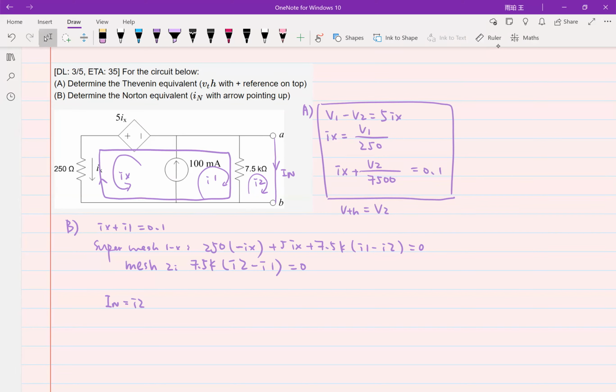Okay, so when we have both the Thevenin equivalent and the Norton equivalent, our R equivalent is just V Thevenin over IN. So in the case where you have dependent sources in your circuit, this is probably the best way you can calculate R equivalent. That's it for this question. Let me know if you guys have any concerns.